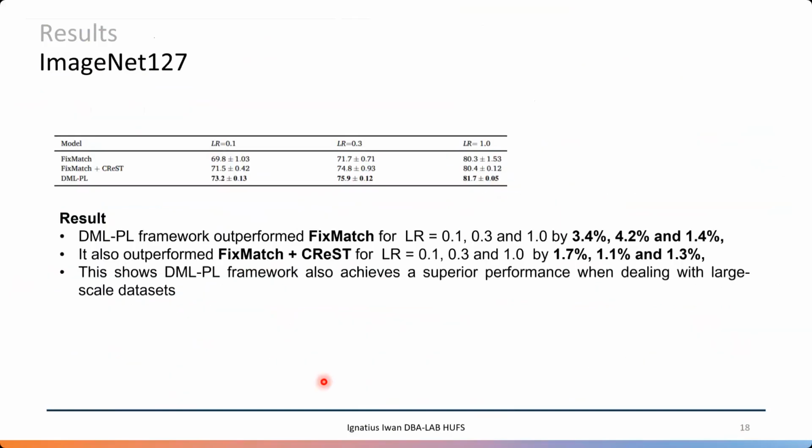And then another result on the large classification dataset: the proposed framework outperformed FixMatch for this LR setting by 3.4%, 4.2%, and 1.4%. And it also outperformed the other previous work. And this shows that the DML-PL framework achieves superior performance when dealing with large-scale datasets.